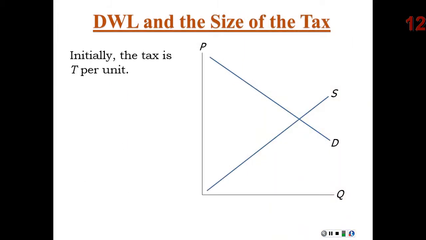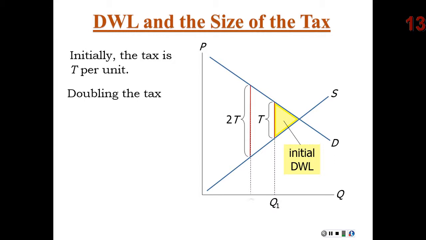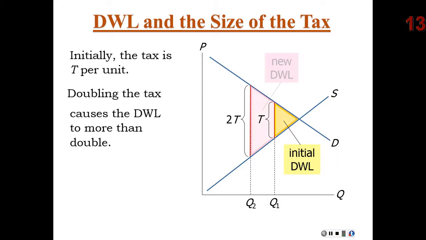Now, let's just say that we start with a basic size tax. We've taxed this basic market, tax size T. What would happen to the deadweight loss if we doubled the tax? Visually, the tax itself, say, has doubled from $10 to $20. But in terms of the economic value destroyed in this market, in other words, the size of the deadweight loss, you can immediately see that the deadweight loss would more than double.